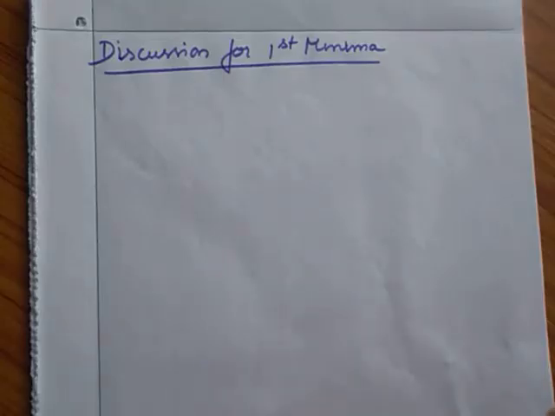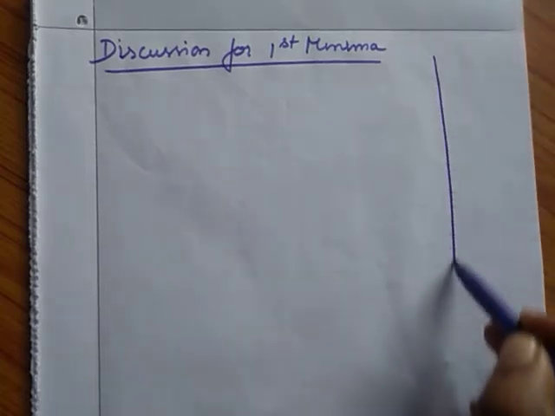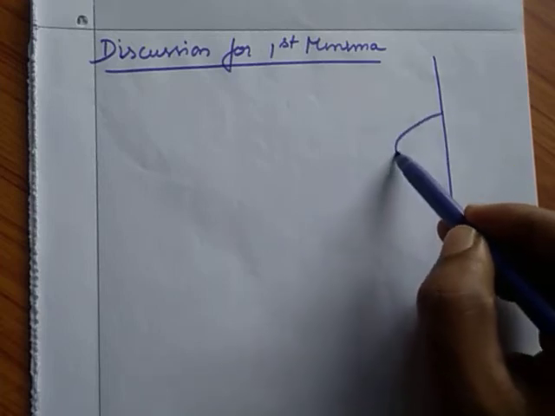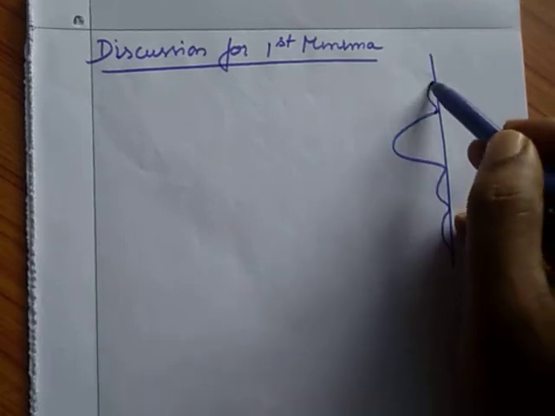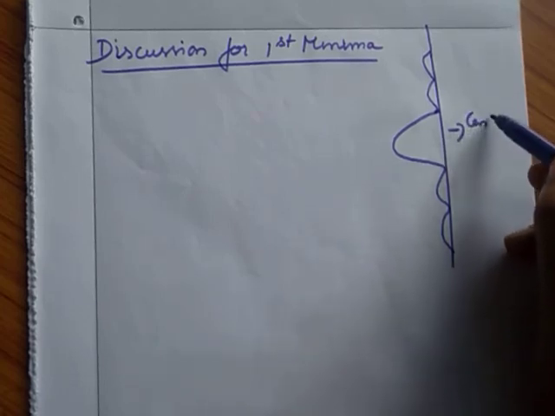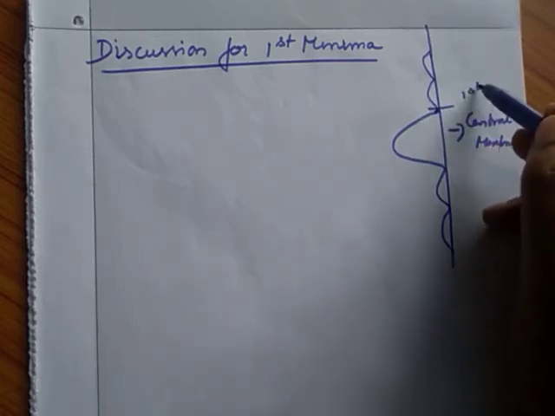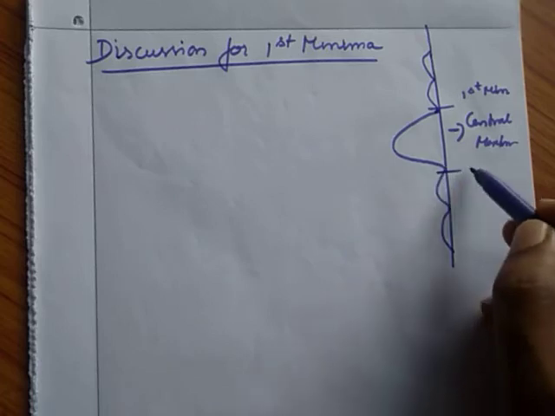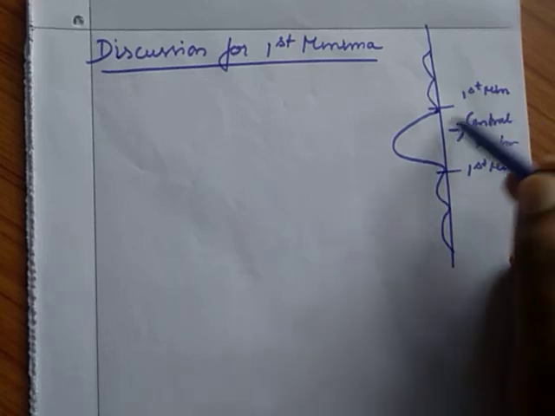Our next topic is the discussion of the first minima for the central maxima. We know we get a diffraction pattern like this. Here it is the zeroth maxima or central maxima. This one is a first minima. This is also a first minima. In between the two first minima, we get the central maxima.